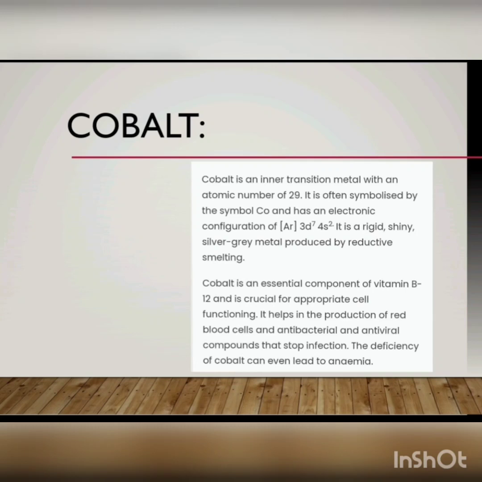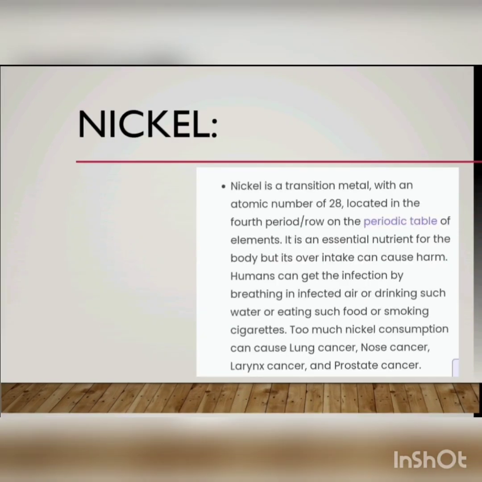Nickel. Nickel is a transition metal with an atomic number of 28, located in the fourth periodic row on the periodic table of the elements. It is an essential nutrient for the body, but its overintake can cause harm. Humans can get an infection by breathing in contaminated air, drinking such water, eating such foods or smoking cigarettes. Too much nickel consumption can cause lung cancer, nose cancer, larynx cancer and prostate cancer.